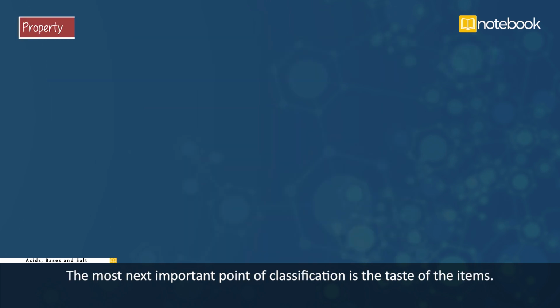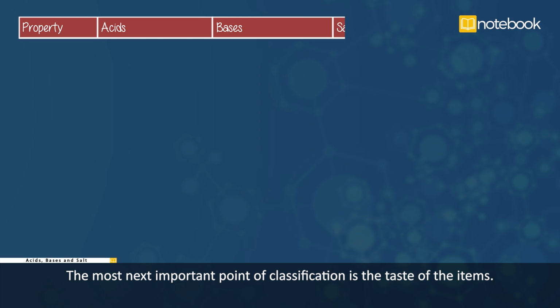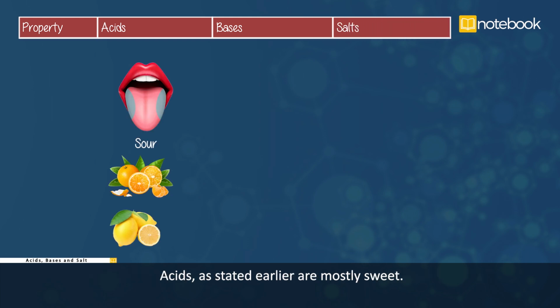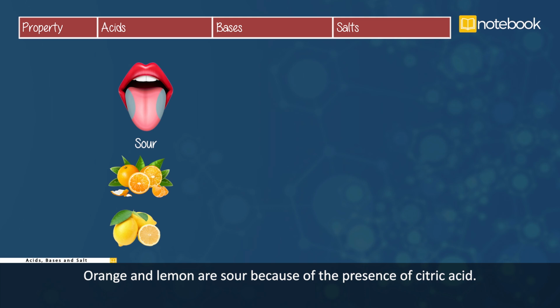The next important point of classification is the taste of the items. Acids, as stated earlier, are mostly sweet. I said it wrong. We all know it by now. Acids are sour in taste. Orange and lemon are sour because of the presence of citric acid.